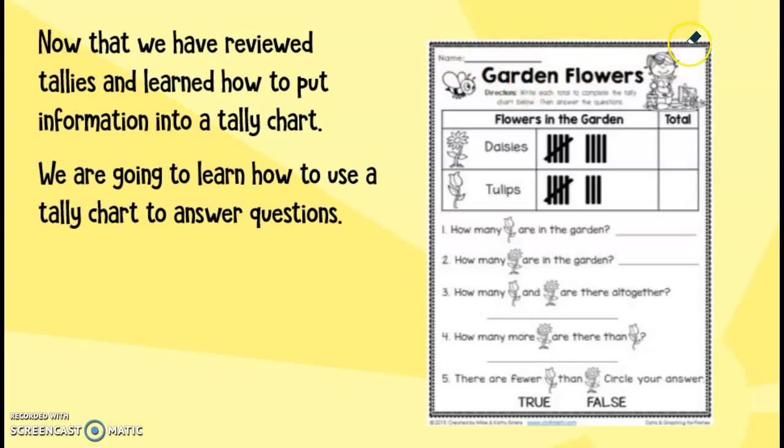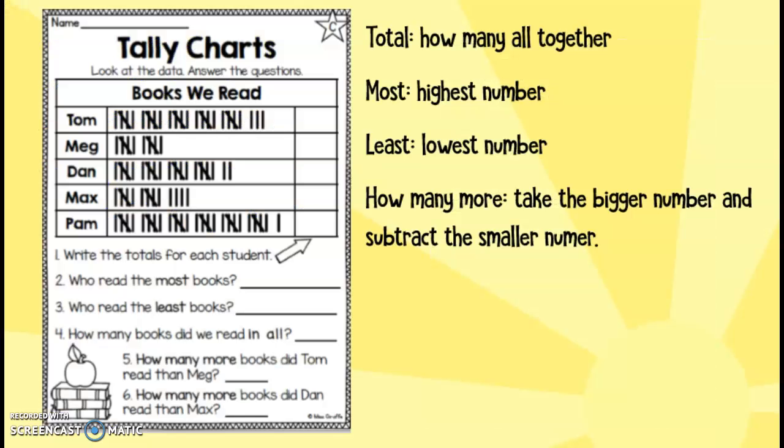So if you look here to the right, I have just an example of a worksheet. This part up here is what we're used to seeing, the tallies and then asking what the total is. This bottom half is something that we have not seen yet. It's asking more questions about the data, like how many tulips are there, how many daisies are there, how many are there all together. So we're going to take a look at some of those new words and figure out how to answer those questions.